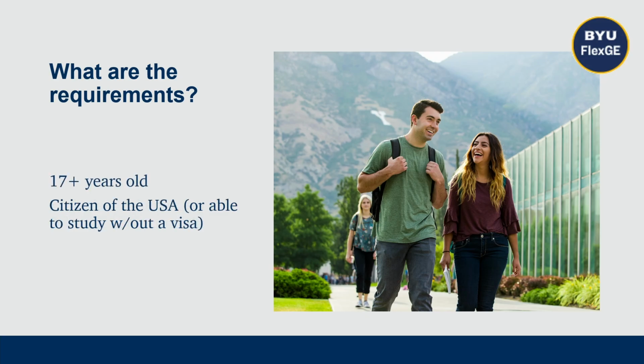The others have to do with the person themselves. Our program participants have to be at least 17 years old and citizens of the USA, or have another status as an immigrant that doesn't require them to have a visa to study at a college or university in the United States. So permanent residence and a few other statuses are okay.